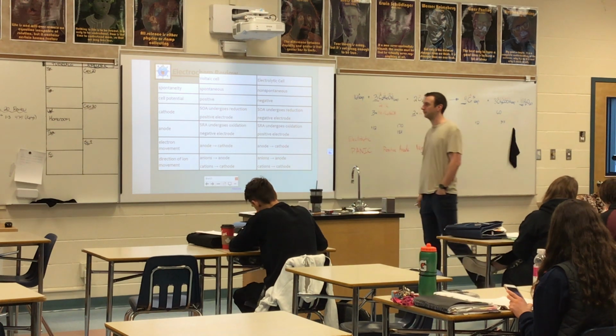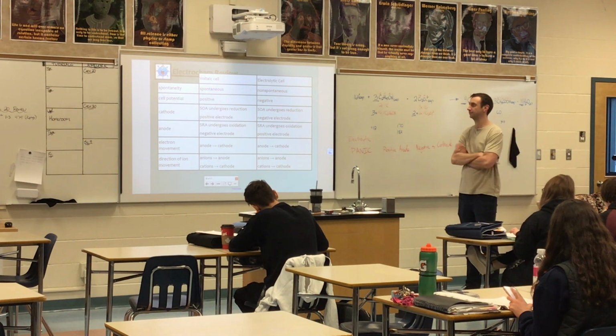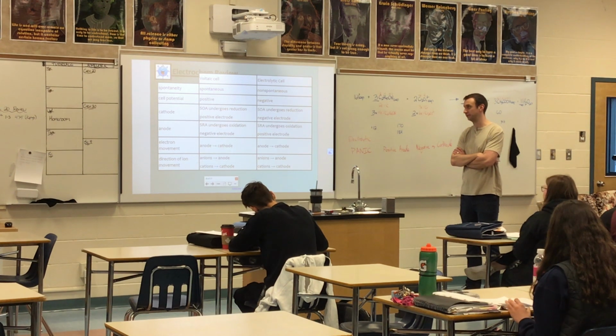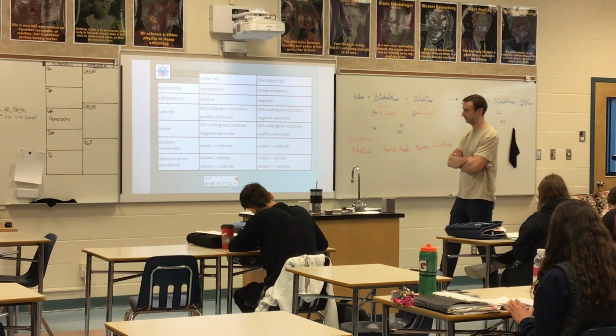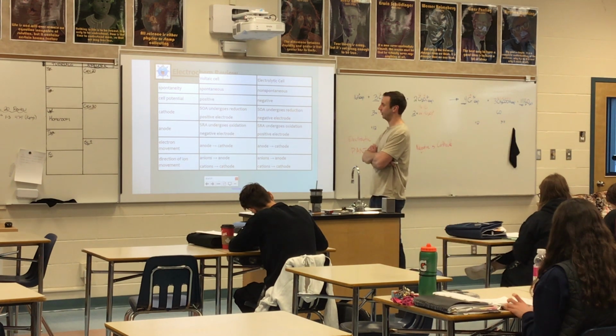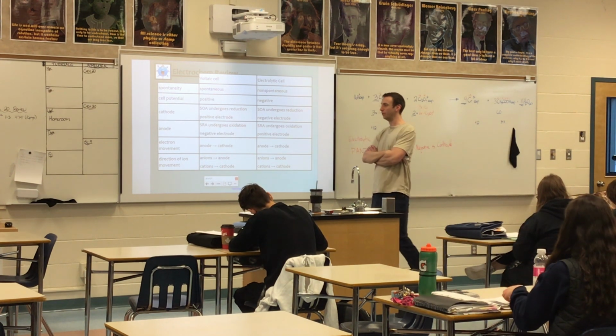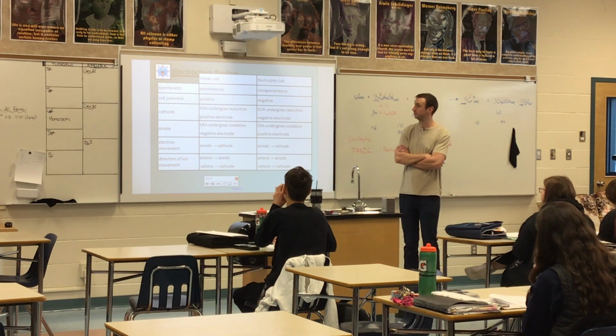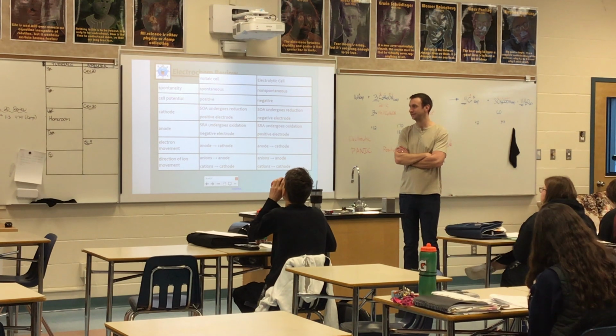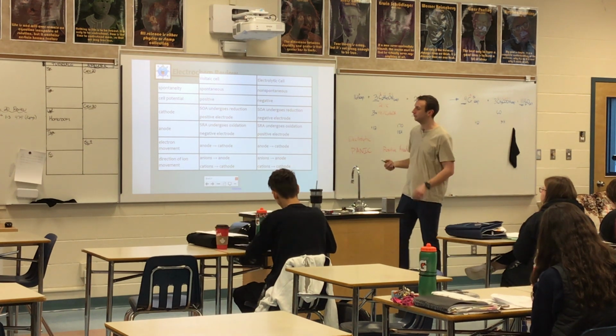Here are the differences between the two. Voltaic is spontaneous, electrolytic is non-spontaneous. Voltaic has a positive voltage, electrolytic is negative. Now, what is the same is that in both of them, at the cathode, reduction takes place. The cathode is positive for a voltaic, it's negative for electrolytic.